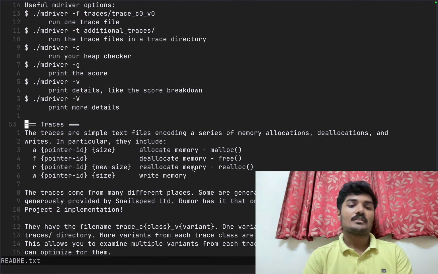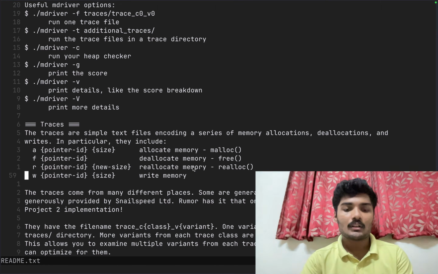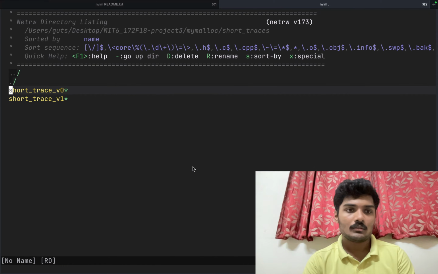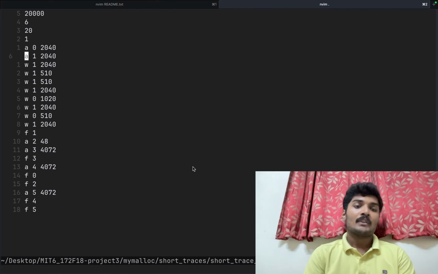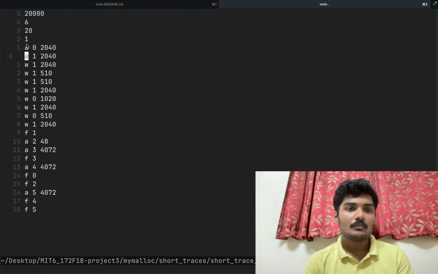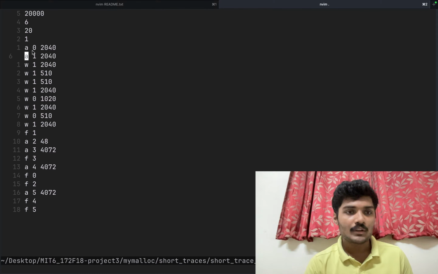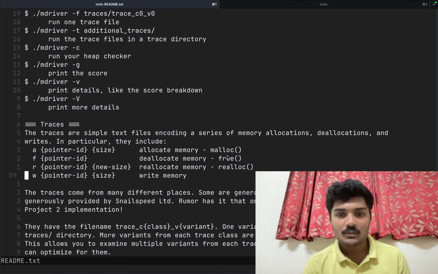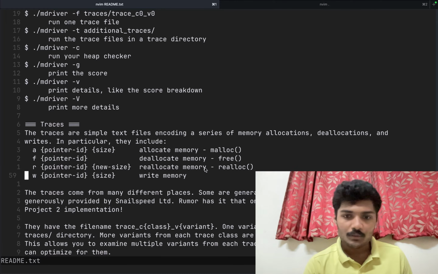So this is what the traces look like. Let me just open it, the malloc short traces, in nvim. So this is what we are seeing. A means allocate memory, malloc. W means write memory. F means deallocate memory, free. R means reallocate memory, realloc.